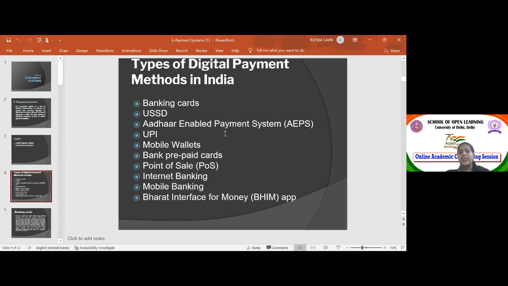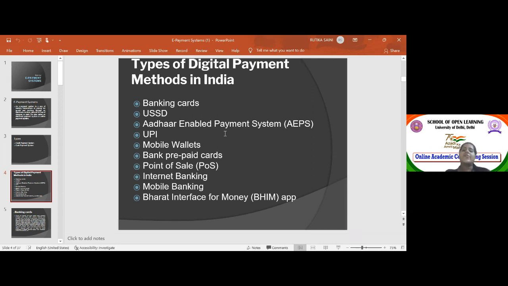Internet banking: every bank has its own website where you need to log in using your credentials and then you can make the payment directly from your account. Mobile banking: when you use the internet banking on your mobile phone, it is known as mobile banking. And then we have the BHIM app that also allows you to make payment. It is a kind of UPI which uses a unique ID and then you can easily make the payments.